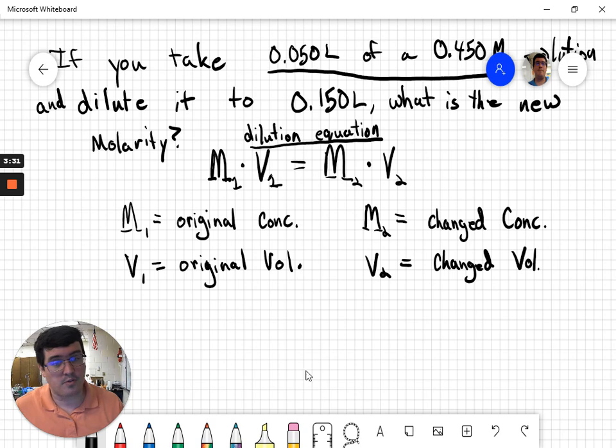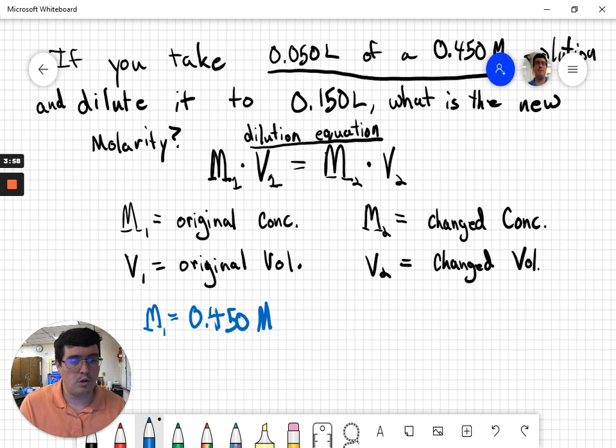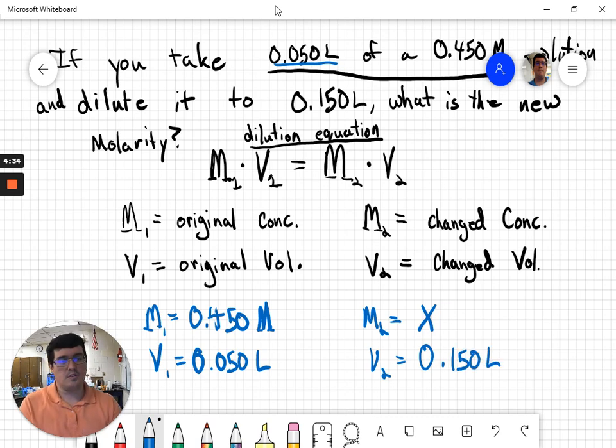So what we're going to do is plug in our numbers from the problem up here. M1, the original molarity, was 0.450 molars. Molars is how most people pronounce that. V1, the original volume, is in liters: 0.050 liters. M2, we don't know. It's asking us what is the new molarity, so I'm going to put X in for that one. You can use any variable you want. You could leave it as M2 if you wanted to. V2 is the new volume, and that one is 0.150 liters.